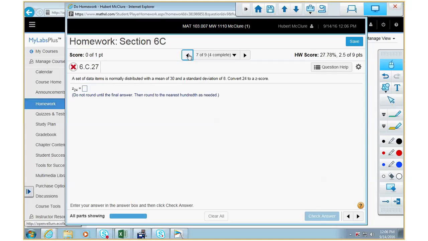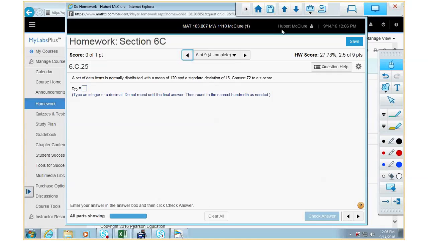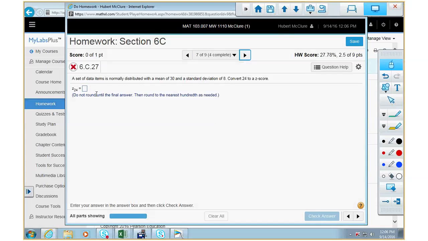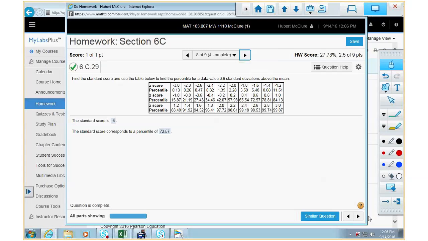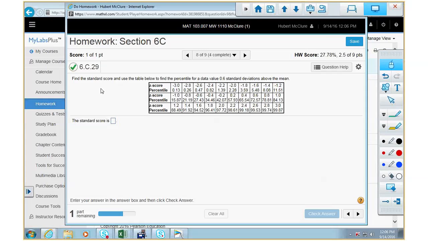Now for those of you that have to use the calculator, this is what you do on the calculator. Let's do this one, the one that I didn't do. They say the set of data items with a mean of 30. Where's the one that asked first? Oh, it's that one. Okay, similar question. This one didn't change. I'll just show you how to do it. Go to your handy dandy calculator.